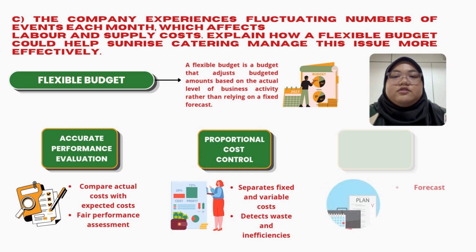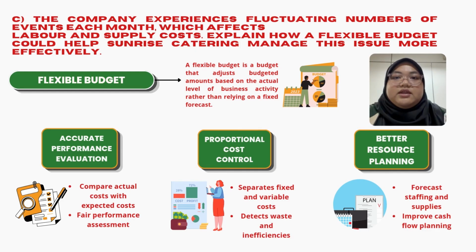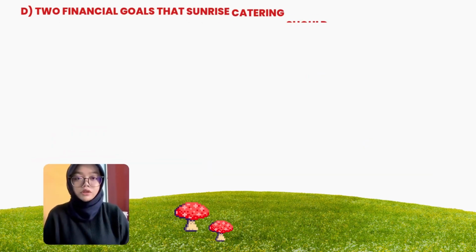Finally, better resource planning. A flexible budget helps Sunrise Catering plan its resources better. The company can estimate the number of staff needed, the amount of food supplies to prepare, and the cash required based on the expected number of events. This allows the company to be better prepared during busy and slow periods. Next, moving on to question D.